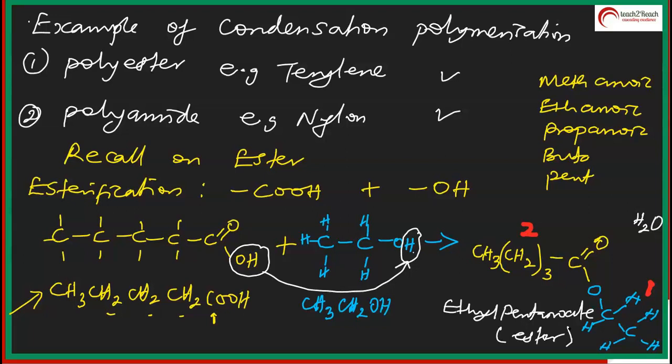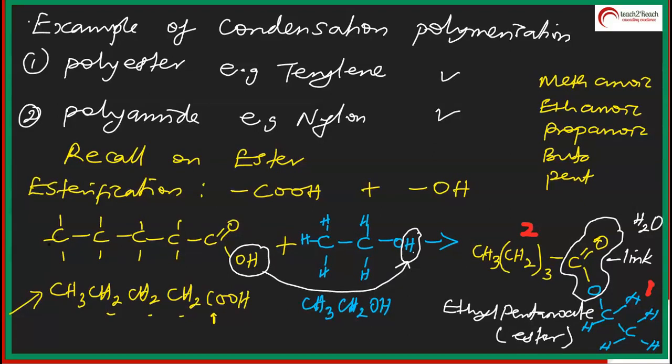This is called an ester, a particular homologous family on its own. So where is the connection between the two of them? This is where they are connected together. This is called the ester link. So that link is called the ester link.